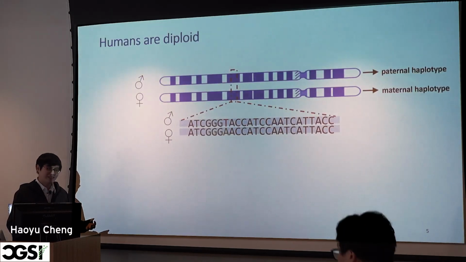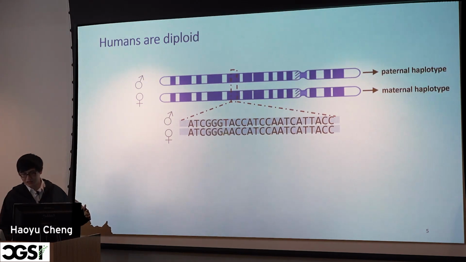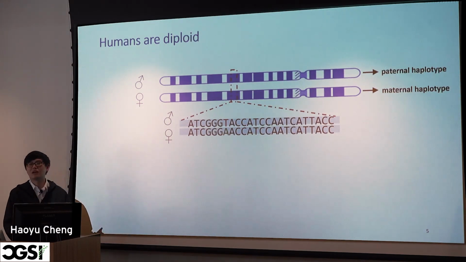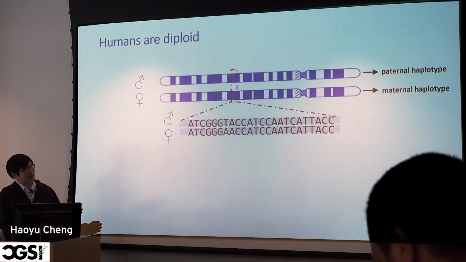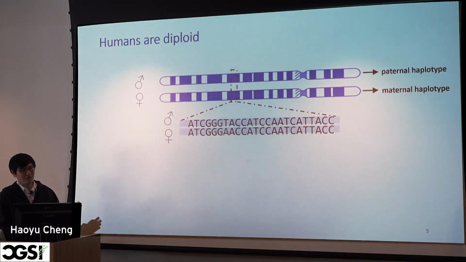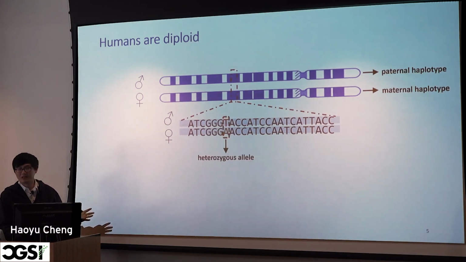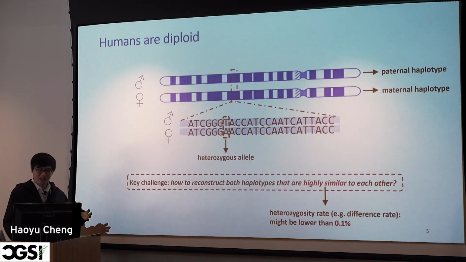We know that human genomes are diploid. There are 2 haplotypes, one from the mother called the maternal haplotype, and another from the father called the paternal haplotype. They are highly similar to each other. In this example, the majority of base pairs are exactly the same, and there is just one difference here that we call the heterozygous allele. So the key challenge of haplotype-resolved genome assembly is how to reconstruct both haplotypes that are highly similar to each other.